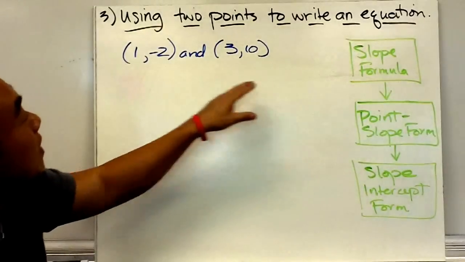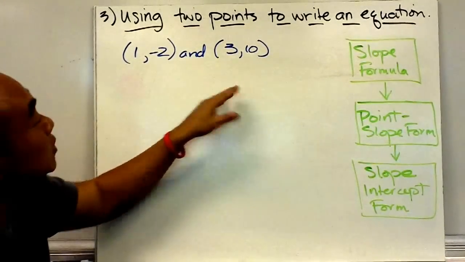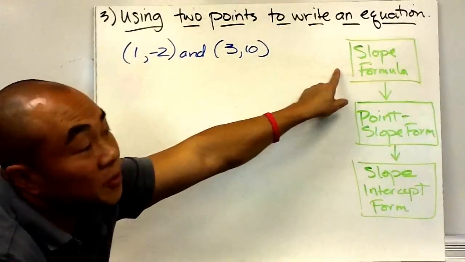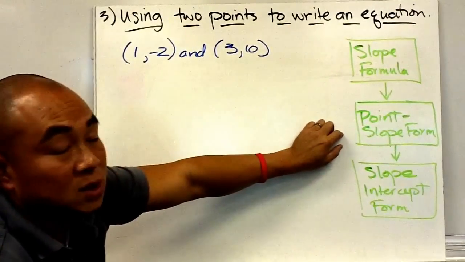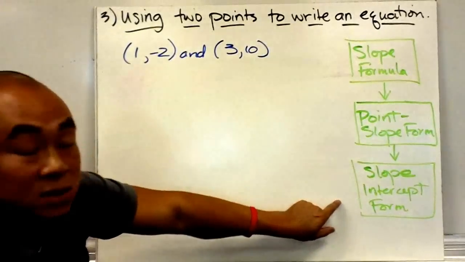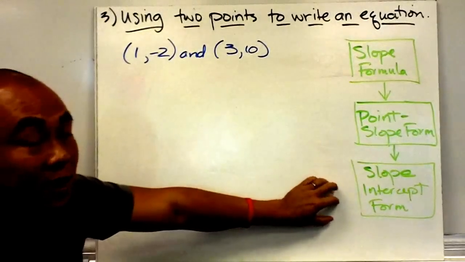Now, here we have 2 points, and we want to write an equation using just these 2 points. So we're going to, first of all, use a slope formula. Then we're going to put it into point-slope form. And then from point-slope form, it's real simple from here to get to the slope-intercept form. Okay, and I'll show you how to do that from here.